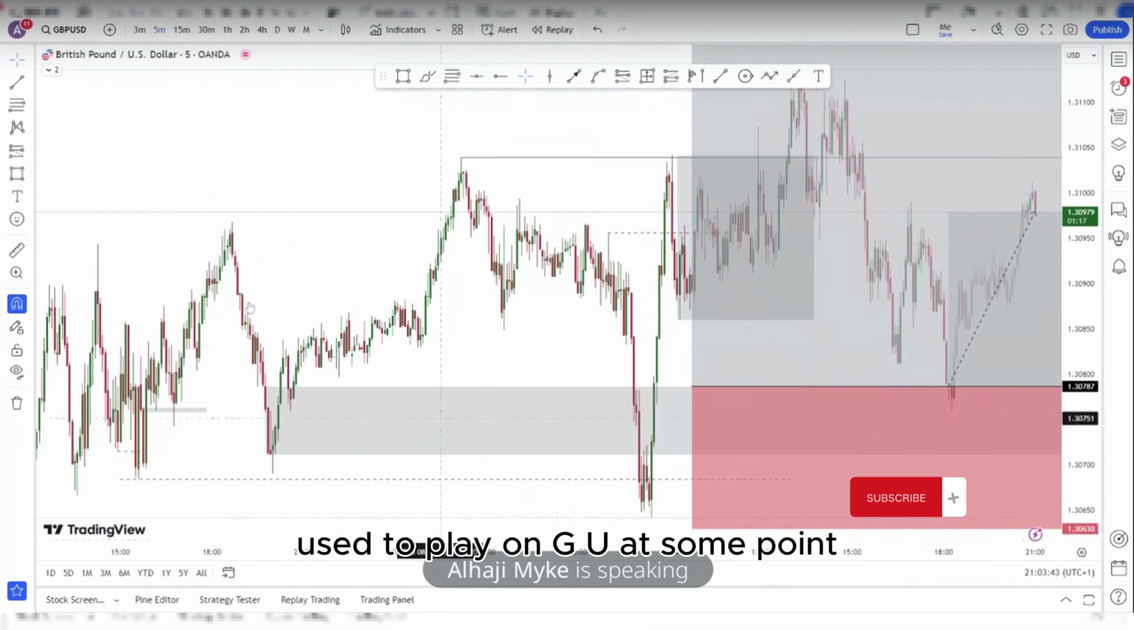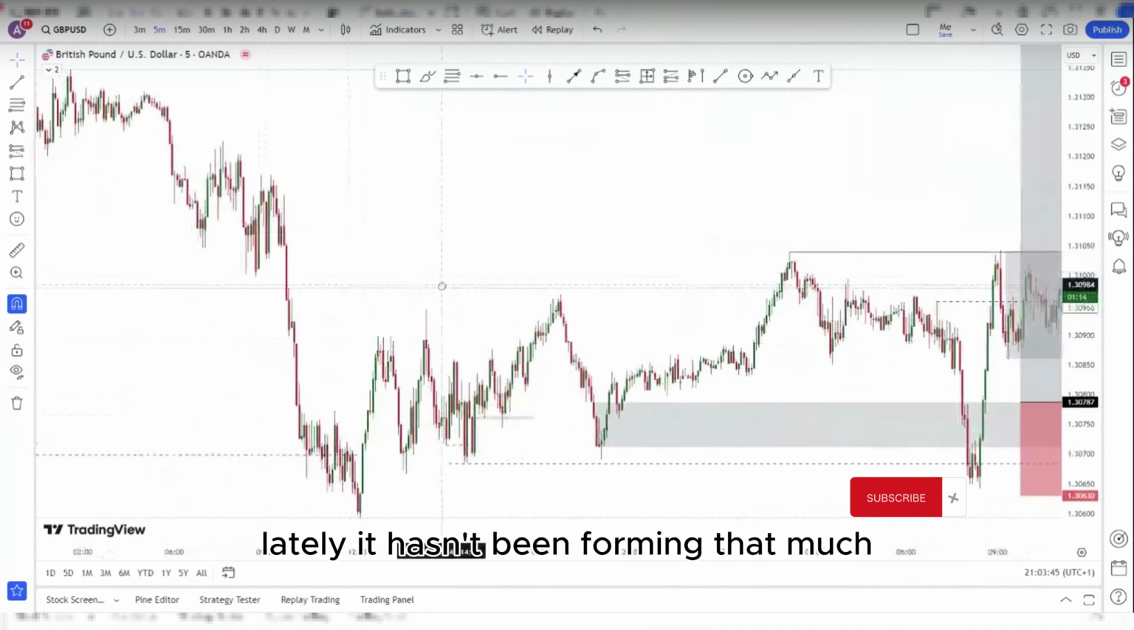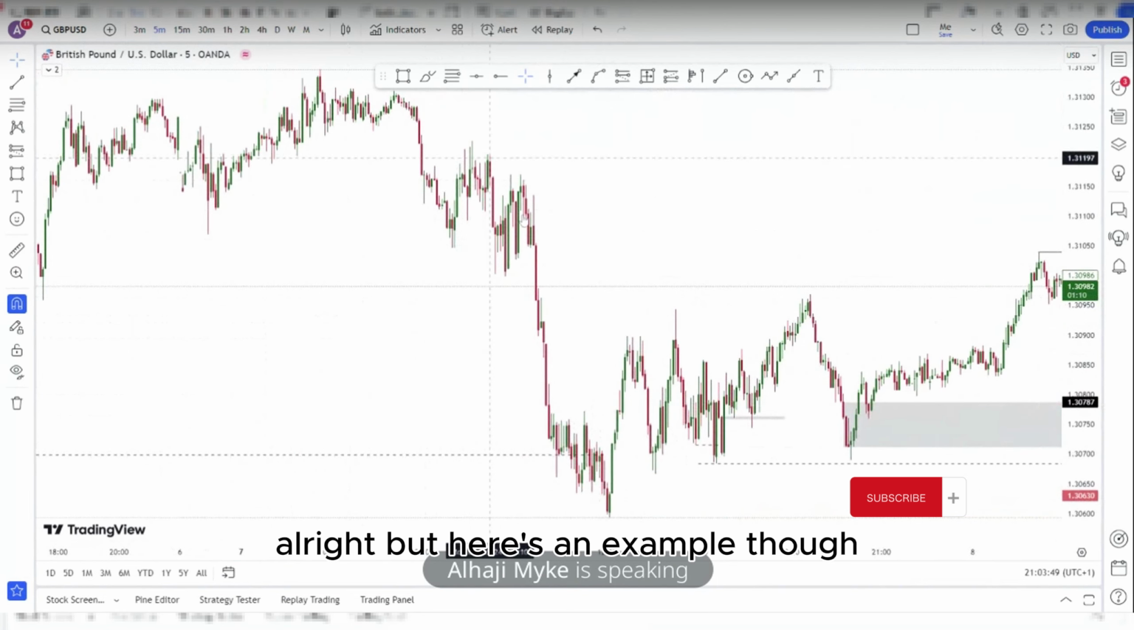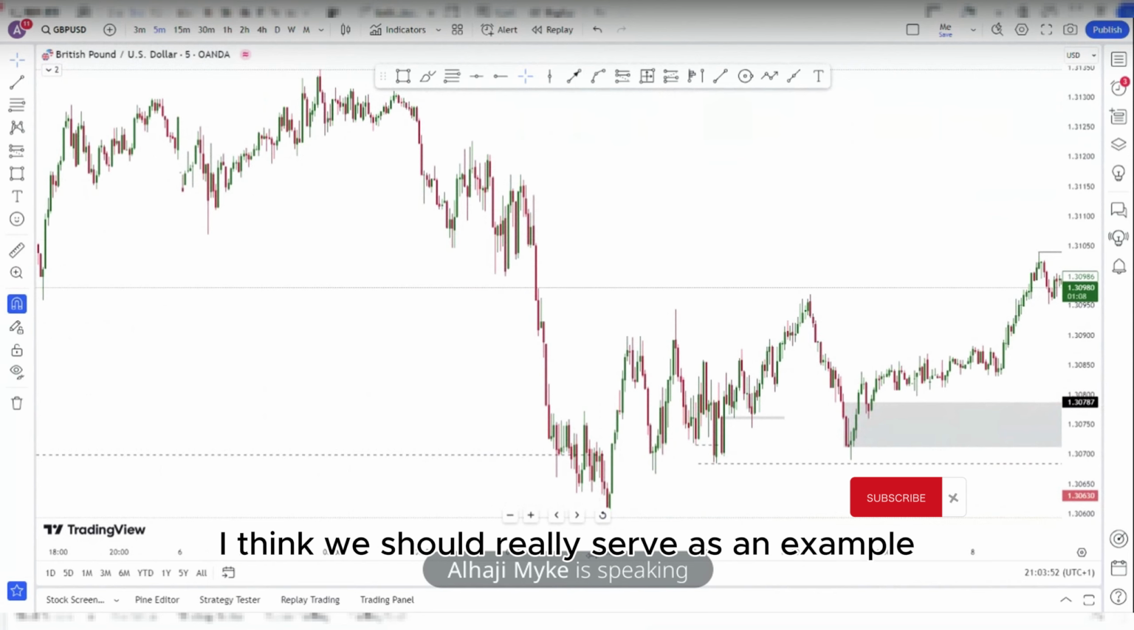Used to play on GU at some point, but I don't know. Lately, it hasn't been forming that much. All right, but here's an example, though. I think this should serve as an example.